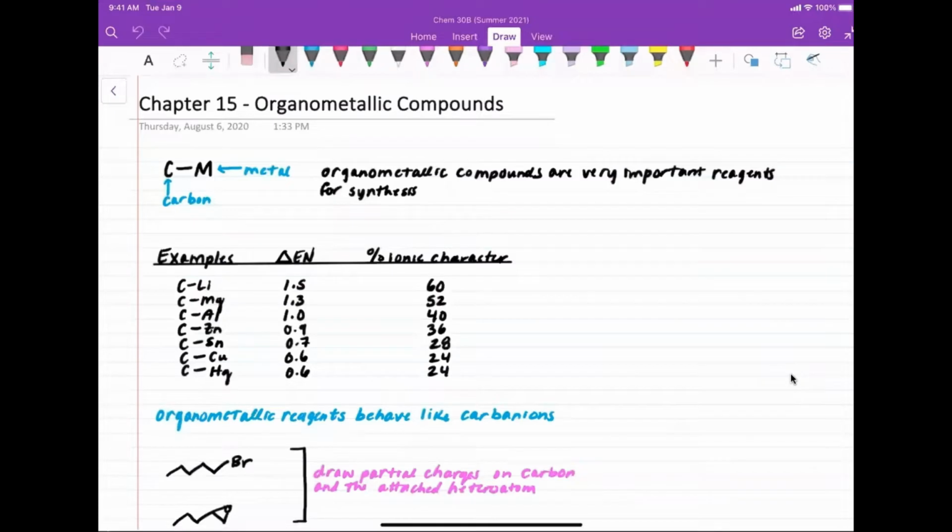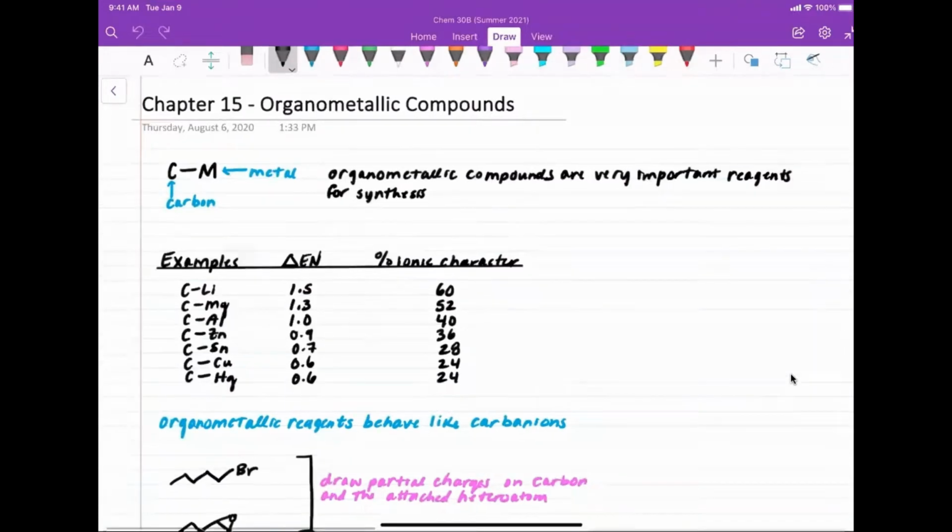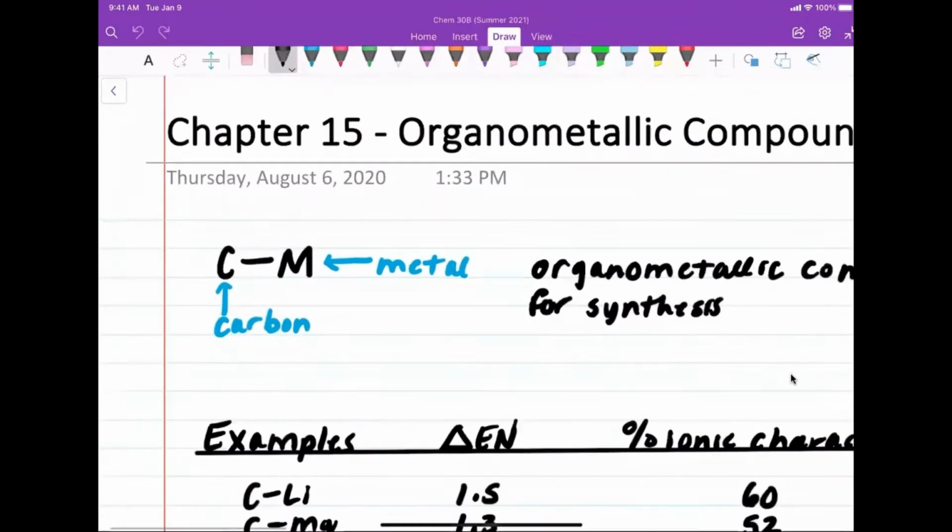So if we look at the nature of organometallic compounds to figure out what their reactivity is, what we'll notice right away is that we have a carbon bonded to a metal. Metals are not very electronegative. So in this case, we get a partial minus on the carbon and a partial plus on the metal. Hopefully you recognize this is unusual.